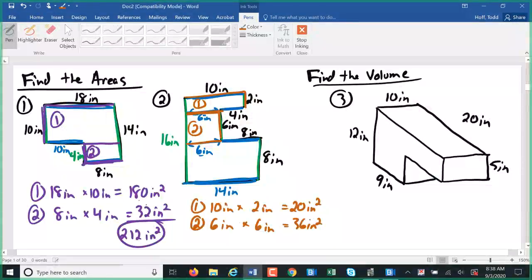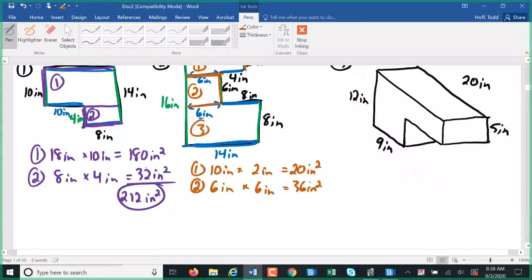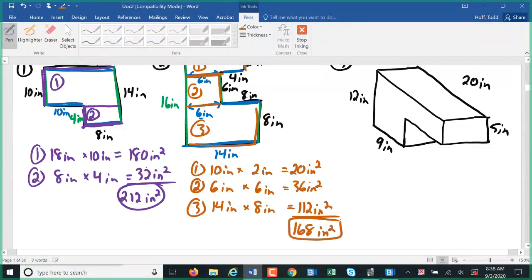And finally, the third piece is 14 by 8. 14 inches by 8 inches is 112 inches squared. If I add that up, I get 168 square inches of area.